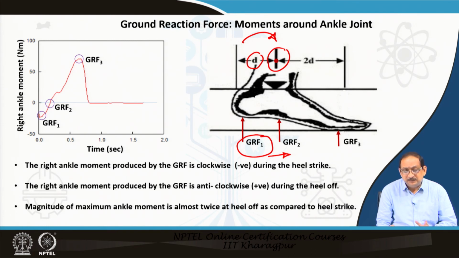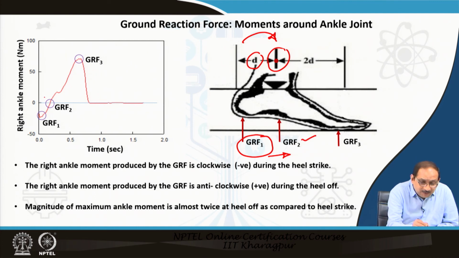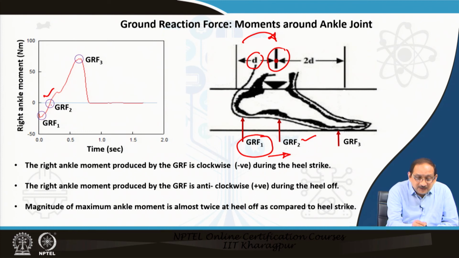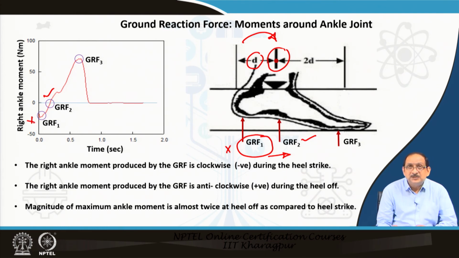and the moment. So, at this position of ground reaction force 2, the moment is about 0, whereas for ground reaction force first position, since it is producing a clockwise moment, it is considered to be starting from a negative value of the ankle moment.